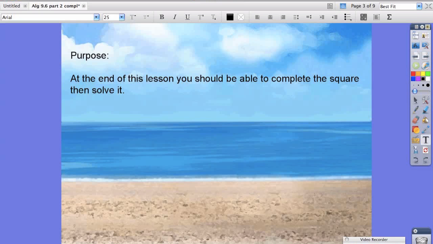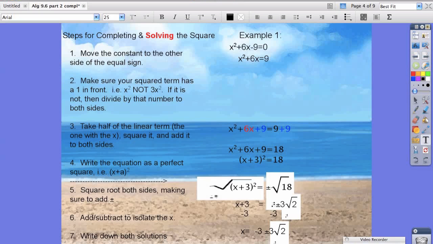So by the end of this lesson, you should be able to complete the square and then solve it. So example 1 should look fairly similar. We did these problems yesterday on part 1 video. Now steps 1 through 4 should look very familiar because these are the steps we use to complete the square. Steps 5 through 7 are the 3 new steps that we're going to use to solve the completed square. So step 5 is to square root both sides, making sure to add the plus or minus sign.